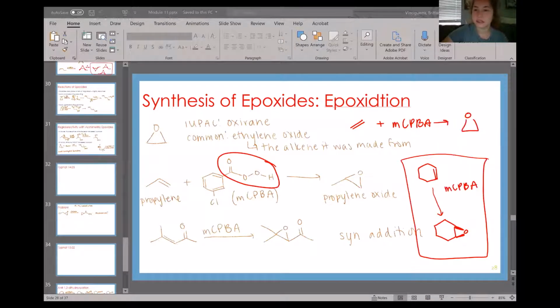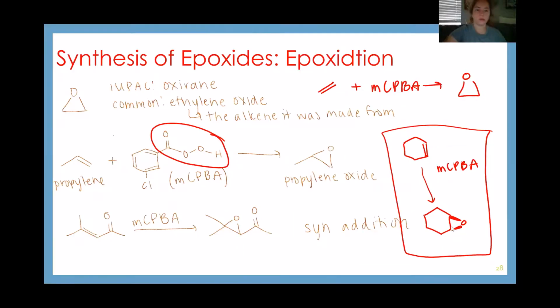So I backtracked just a little bit so we can go back over epoxidation. Remember that we form epoxides by reaction of an alkene with a perbenzoic acid or peroxy acid. So it could be anything that has this structure in it. The identity of the rest of the molecule can vary. You could have a methyl group in the place of this benzene ring and it would still work.